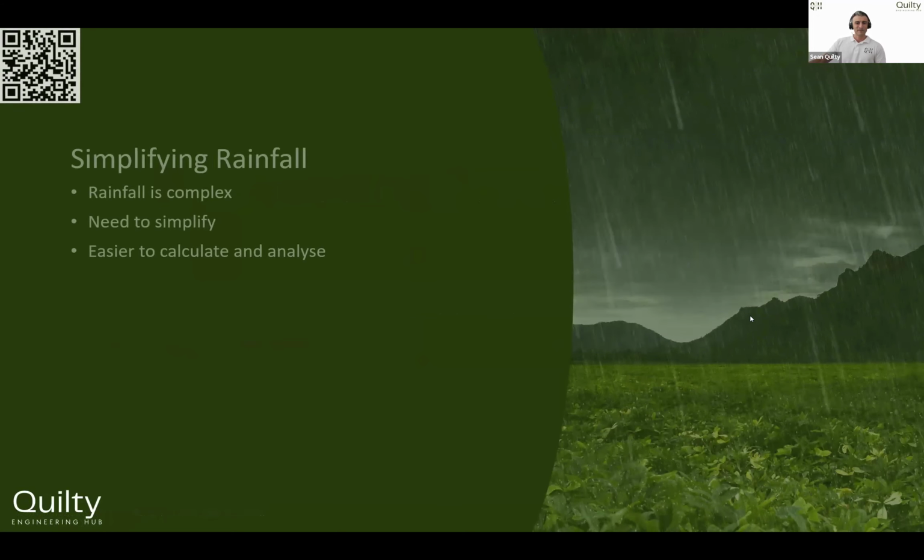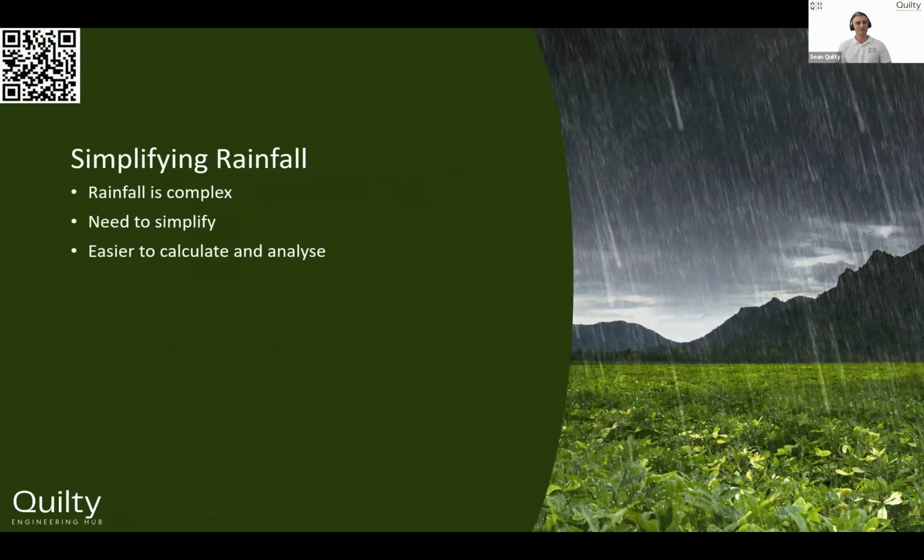So when we think about rainfall, on face value, it seems pretty simple. It rains, water falls from the sky, and then it basically runs off our catchments. But it's actually quite complex when you look into it. Rainfall is extremely variable, so it can be very random, whether, when and where it takes place, and how it physically falls from the sky as well.